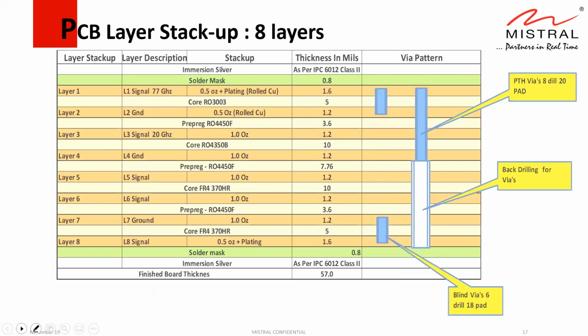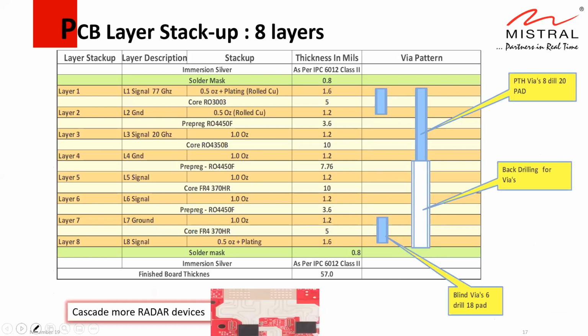Suppose you take up the cascading of multiple radar devices, more than 2 radars. So you need to have clock synchronization between radar devices. The clock signal is going to be really high speed, about 20 GHz. So to handle these additional signals, we suggest an 8-layer PCB layer stack-up, where 2 layers of Rogers are suggested, and then the remaining layers are FR4.